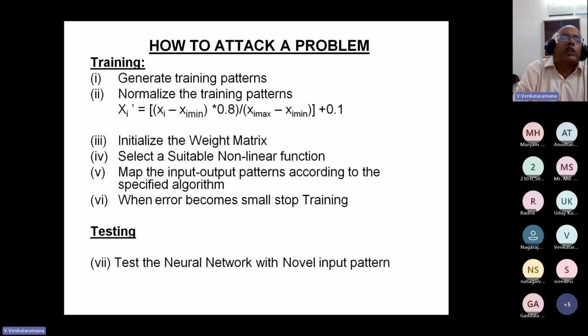After normalizing, as I mentioned, take the topology of the neural network: input layer, hidden layer, output layer, with weights from input to hidden and hidden to output. Those weights should be initialized. Then, after initializing, select a suitable nonlinear activation function. Based upon the problem, you can take a continuous activation function like sigmoidal or tan hyperbolic. Then, after selecting the suitable nonlinear function, map. How can we map? Paradigm.